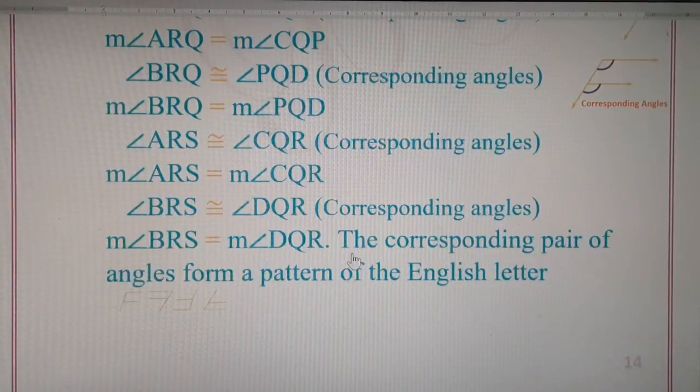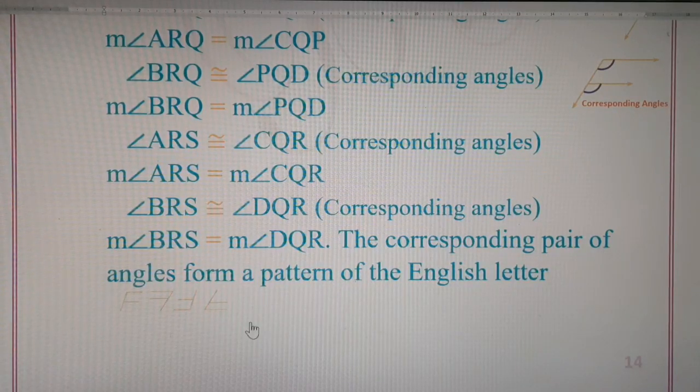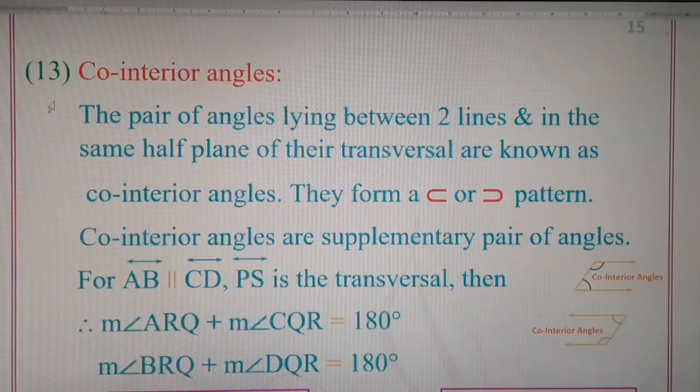Children, we have to also remember the corresponding pair of angles form a pattern of the English letter F. So we get a normal F, a mirror image of the normal F, an inverted image of the left facing F, and the inverted image of the right facing F. So the corresponding angles form the pattern of the English capital letter F. Children, if we remember this pattern, we can very easily identify the corresponding pair of angles. Let's go to the next type of pair of angles.